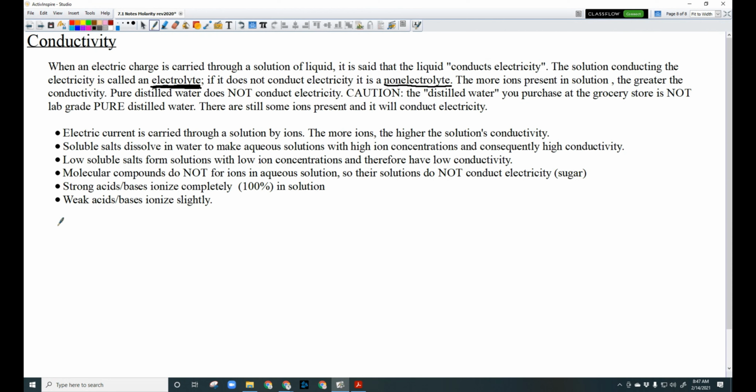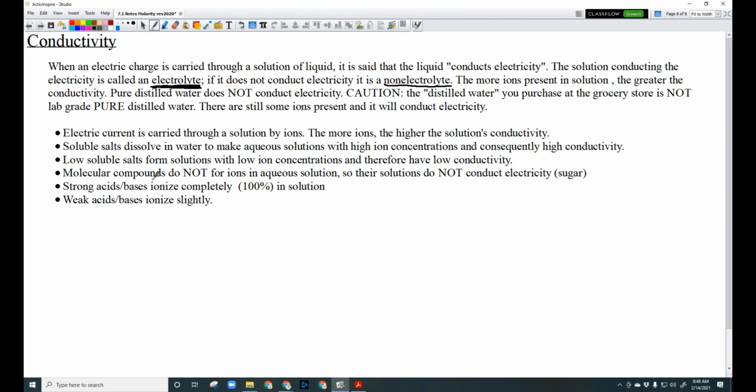Okay, so here's some bullet points I want to go over. Electric current is carried through a solution by ions, and the more ions, the higher the solution's conductivity. Okay, and we're going to see that in a class demonstration. Soluble salts dissolve in water to make aqueous solutions with high ion concentrations and consequently high conductivity. Low soluble salts form solutions with low ion concentrations and therefore have low conductivity.